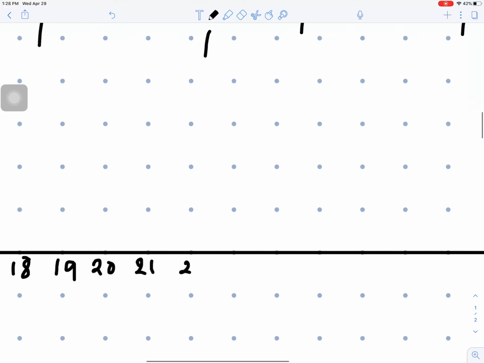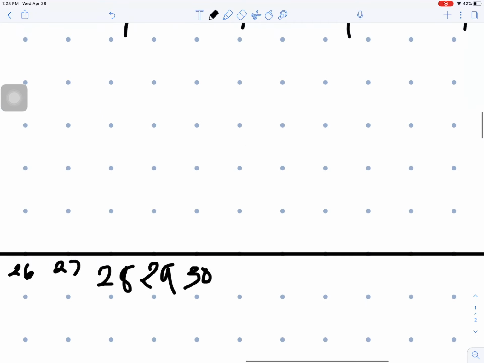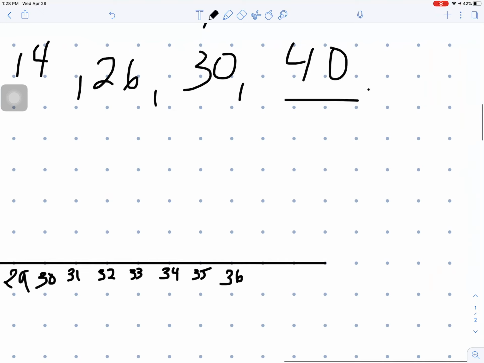We've got to go this way: 21, 22, 23, 24, 25, 26, 27, 28, 29, 30, 31, 32, 33, 34, 35. By doing the plot line this way, it's actually going to help you find your medians for the box and whisker easily as well.